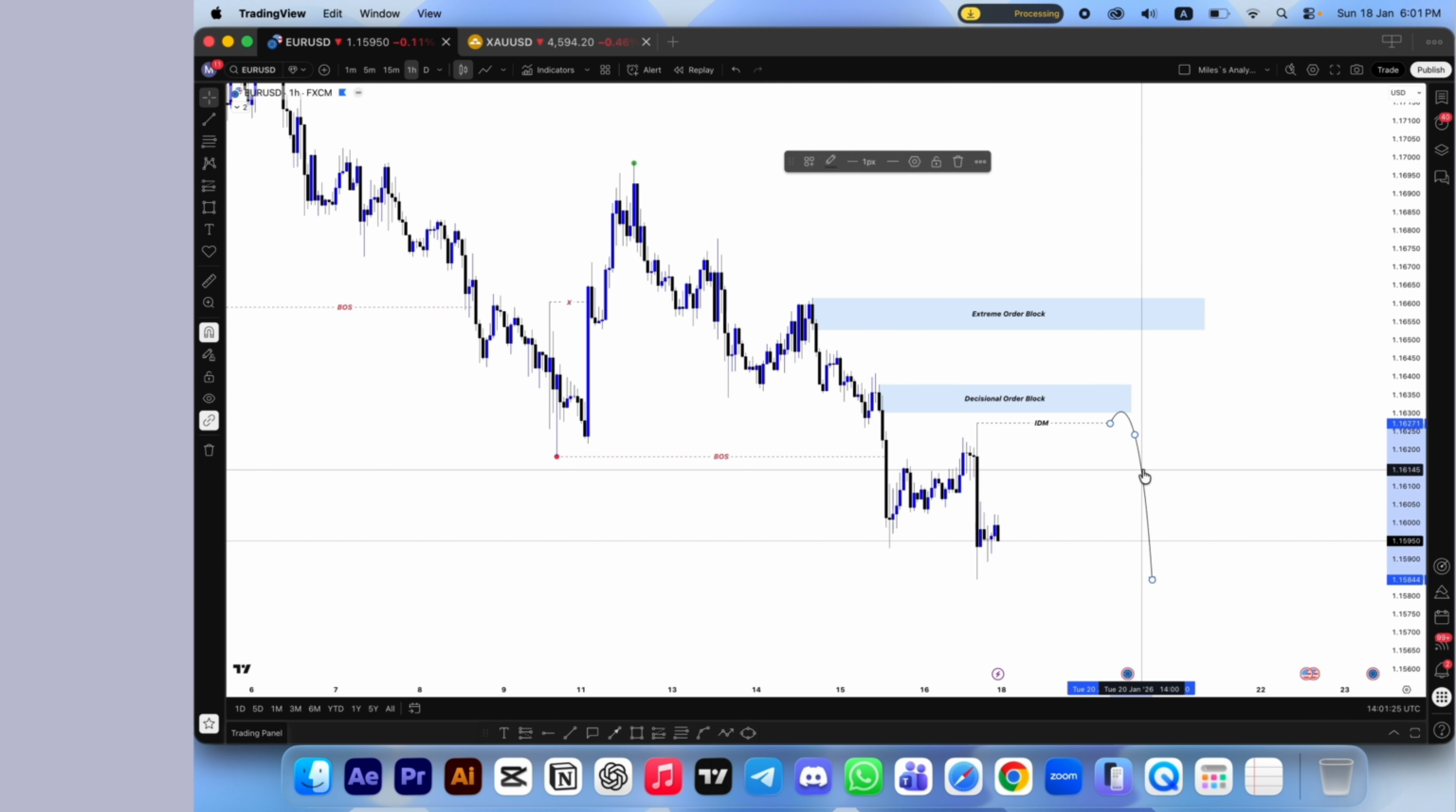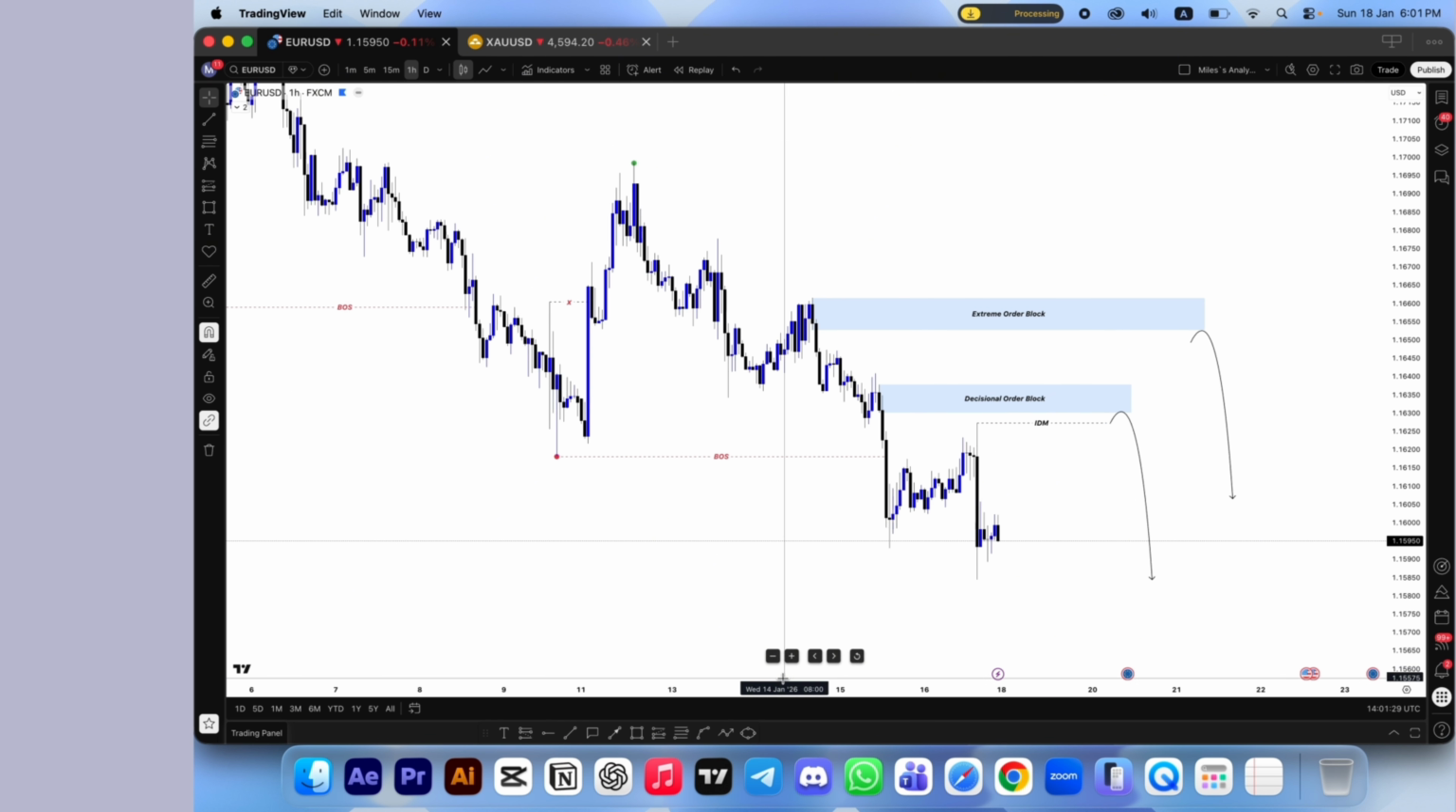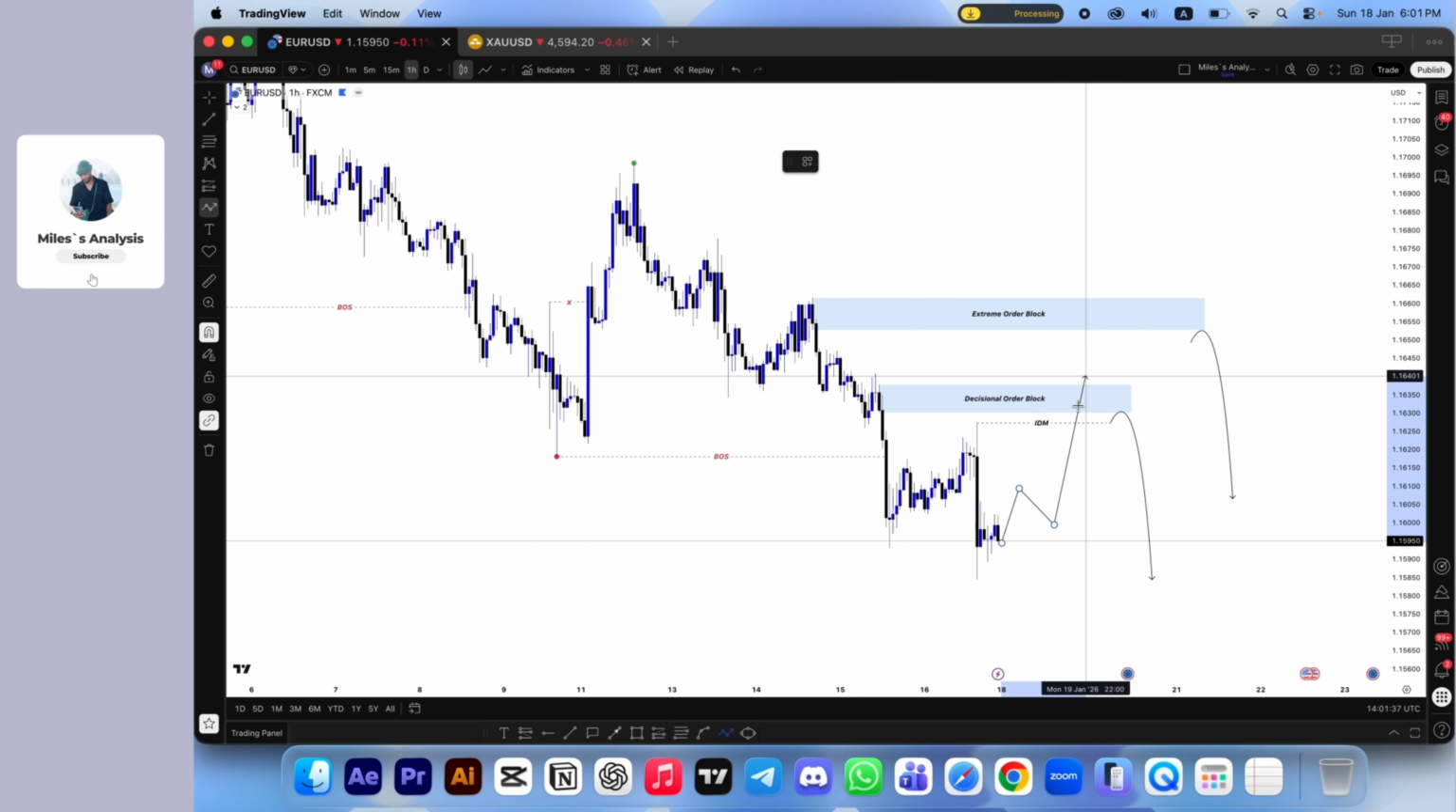But of course, market is going to go long if you were to trade here. So what you can do in this case is to switch to lower time frames and then look for bullish setups targeting this extreme order block or the decisional order block. This one's right here.